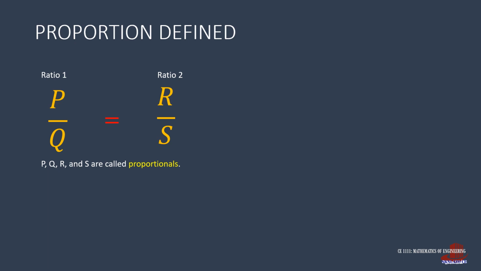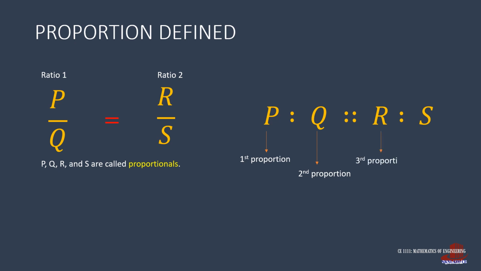Another way to write a proportion is through the use of colon, and the following proportion is read as P is to Q as R is to S. In this notation, P is called the first proportion and Q the second proportion. Similarly, R is now the third proportion and S is the fourth proportion.